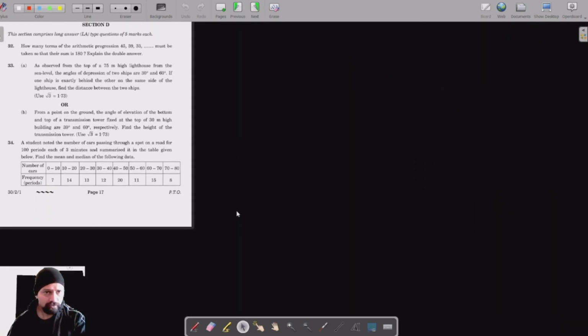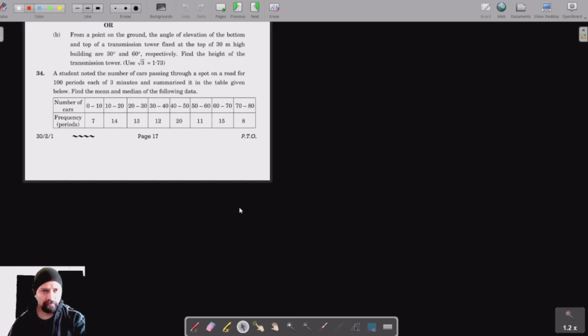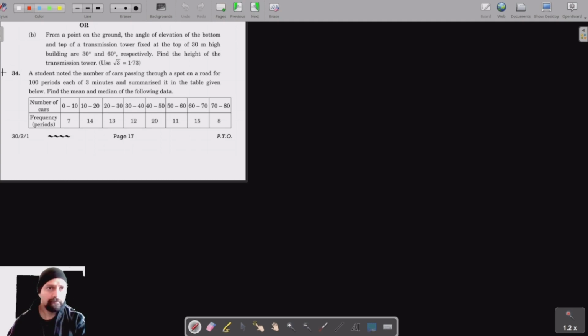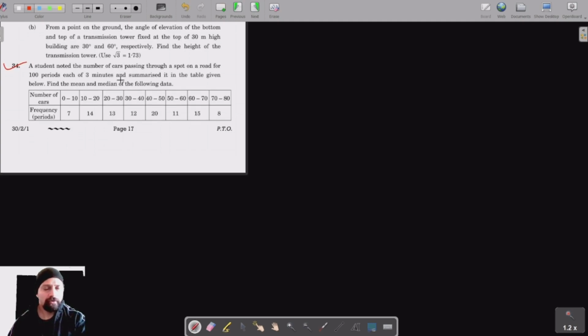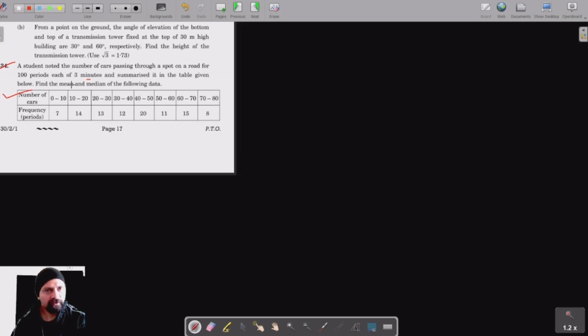Here we are on question number 34. A student noted the number of cars passing through a spot on a road for 100 periods, each of 3 minutes, and he summarized this in the table below. We have to find the mean and median of the following data. It's not mentioned whether we have to use any specific method, so you can use any method to find the mean. Let's summarize this data once again.